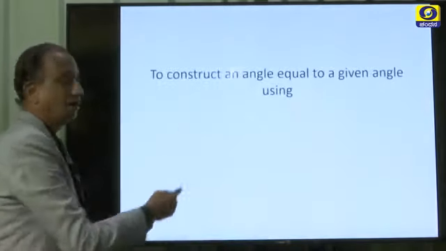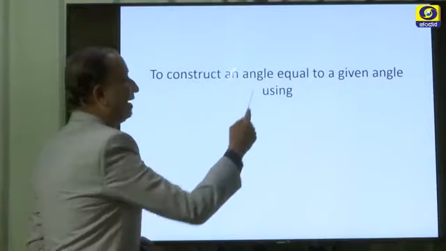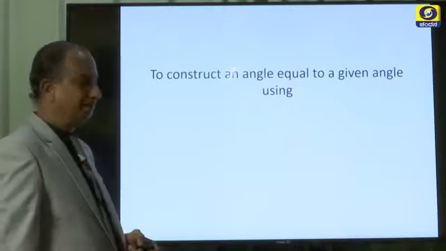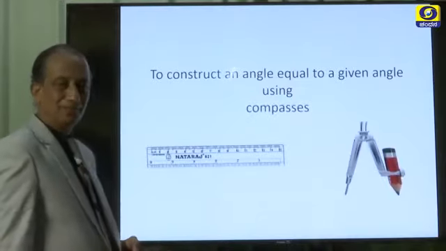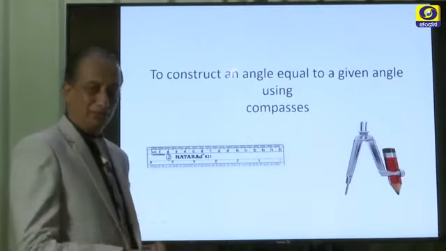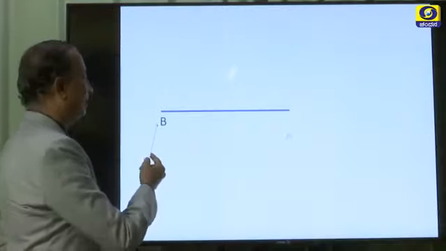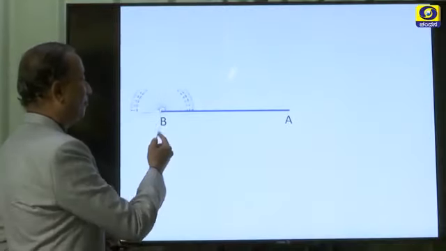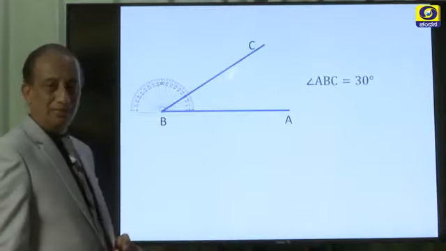Okay. So now the third and the last prerequisite is this: to construct an angle equal to a given angle using compasses and scale. We will give an angle, we will give the measurement also. You construct it with the help of, say, the protractor. Now keeping this protractor here, say we have drawn an angle equal to 30 degrees.